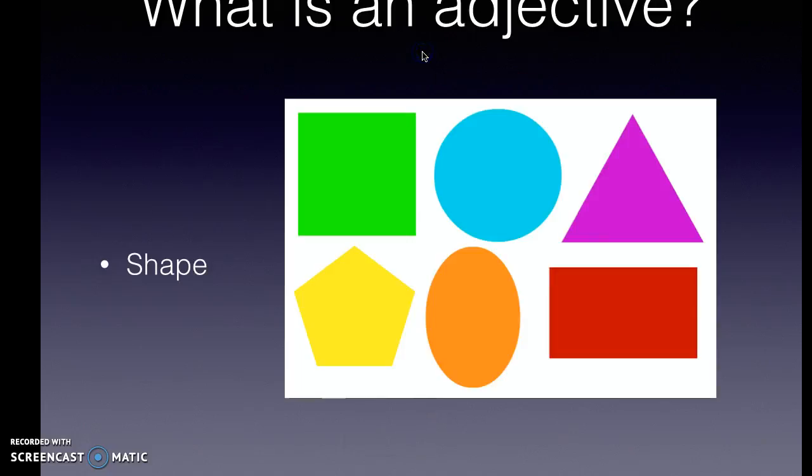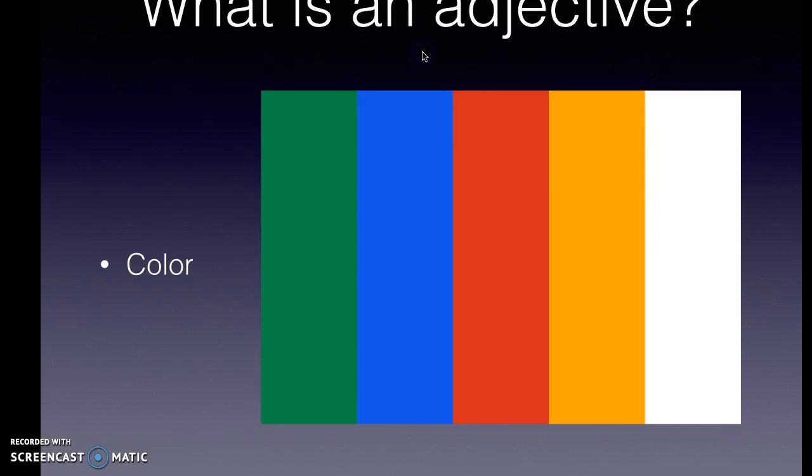An adjective can describe shape. We can say the basketball is very round. An adjective can be used to describe color. We can say the shirt is blue, or the girl has pink highlights in her hair.